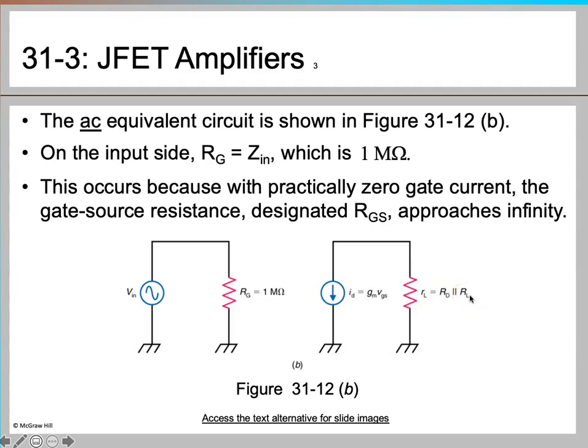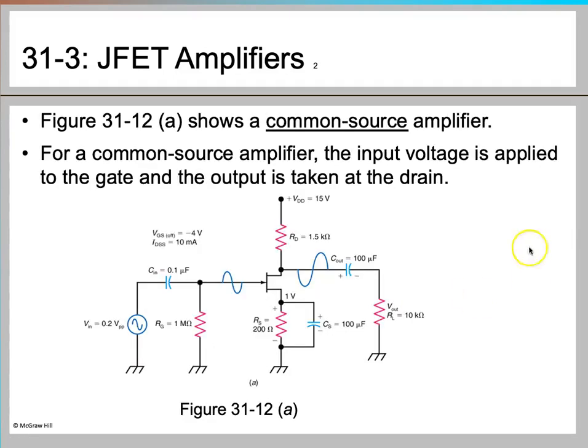So let's go back to the previous circuit to see how we got this parallel resistance. You see here, the output is coming out from the drain side, so the load resistance will be in parallel combination with RD, and once you find the parallel combination, that will be your small RL.